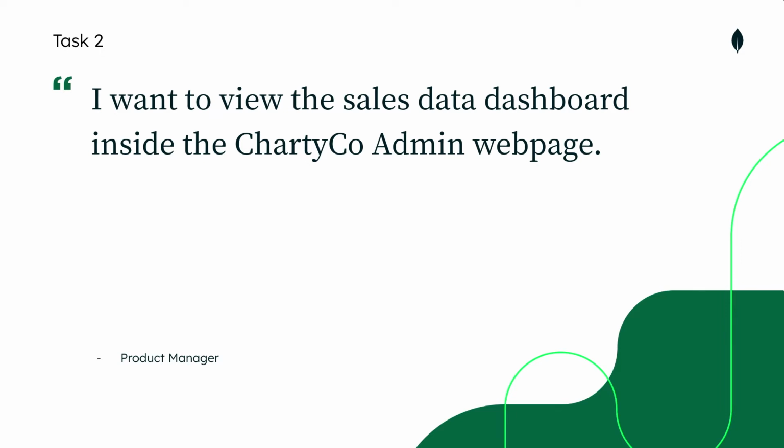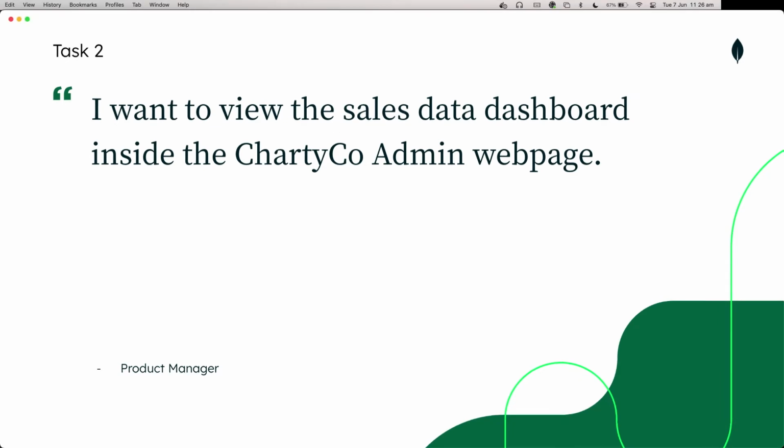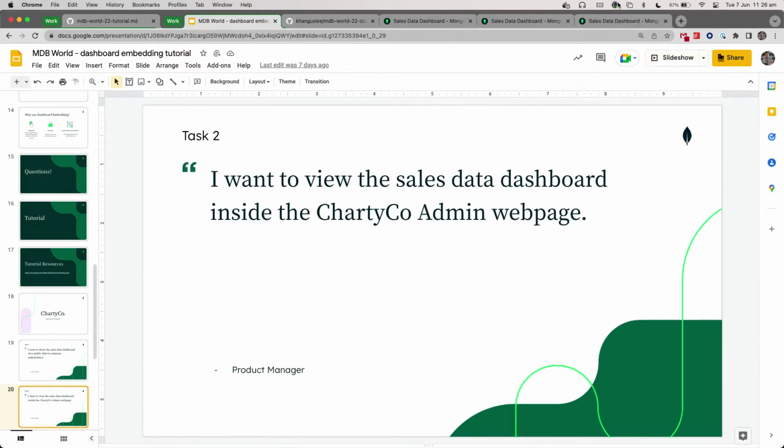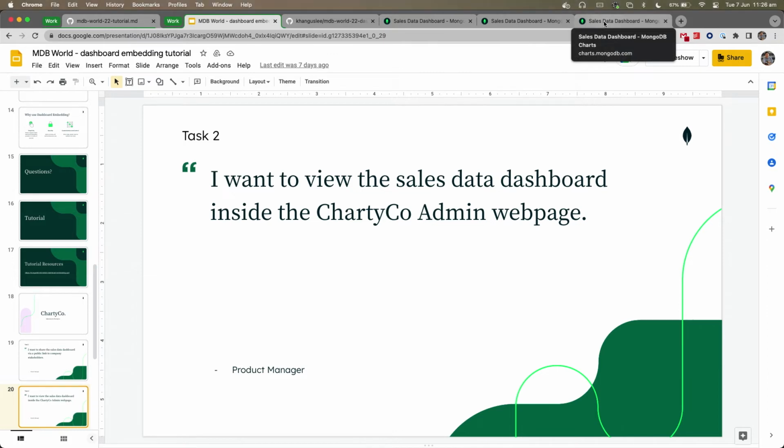But like all product managers, they want more features, more requirements. So they've told you that another team at Chartico are working on an admin web page that they have developed in-house, and they want to actually embed this sales data dashboard inside that web page. Now, the easiest way to do that, like what James said, is through an iframe snippet. So in order to get this iframe snippet code from Atlas Charts, I'll show you how to get the snippet first, and I'll tell you where to paste that snippet.